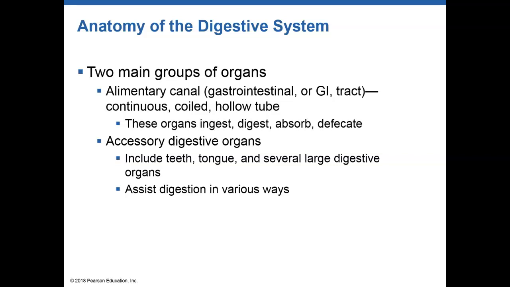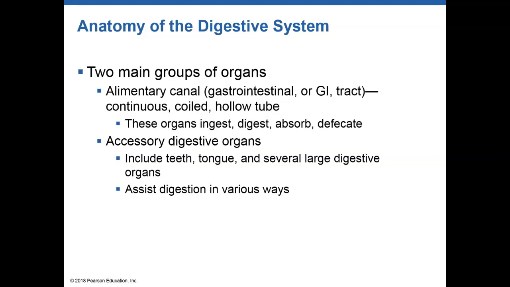So we have two major groups of organs, which we will talk about. The first is part of the GI tract or alimentary canal. These organs start with the mouth and end in the anus. Food comes in through the mouth, moves back to the pharynx, then to the esophagus, to the stomach, to the small and then the large intestines, and then eventually to the anus and out of the body.